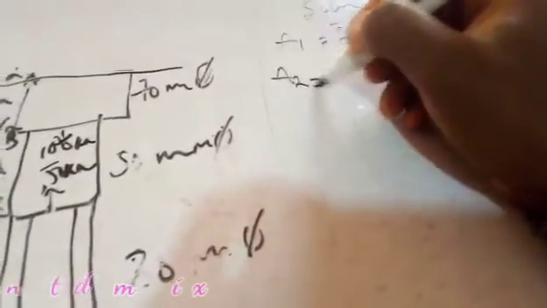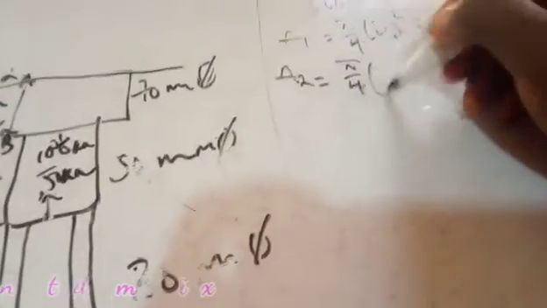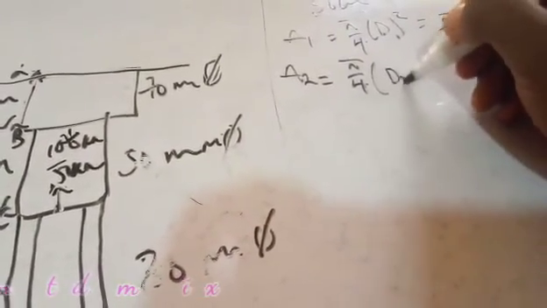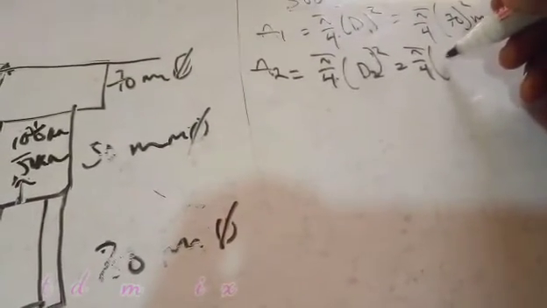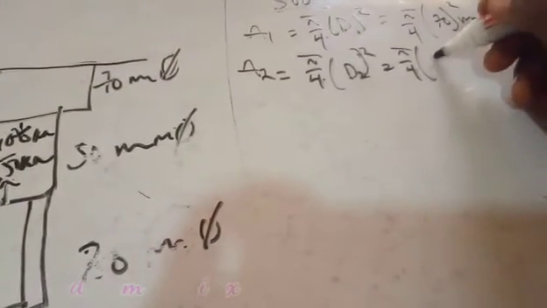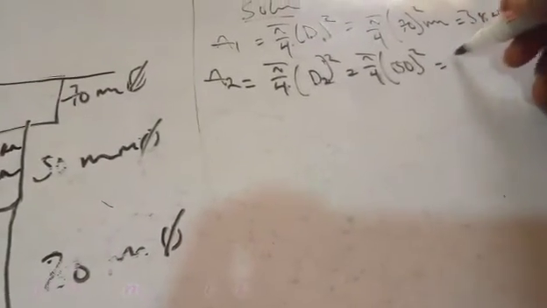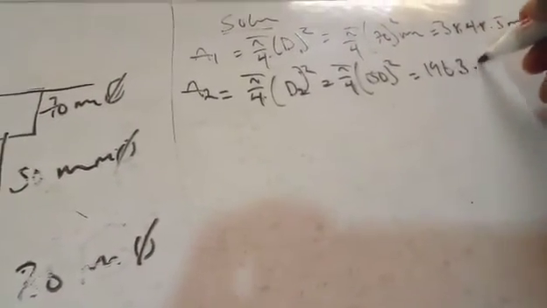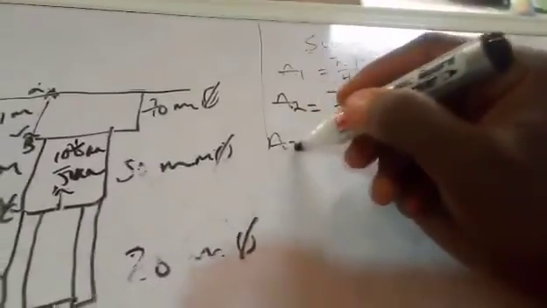We've gotten our area for the first one. Now our area for the second one will be pi over 4 bracket d2 squared, which will give us 50 all squared, and that will be equal to 1963.5 millimeter squared.